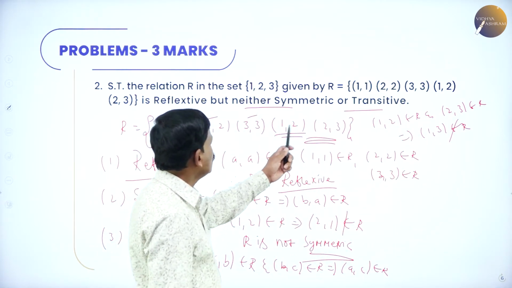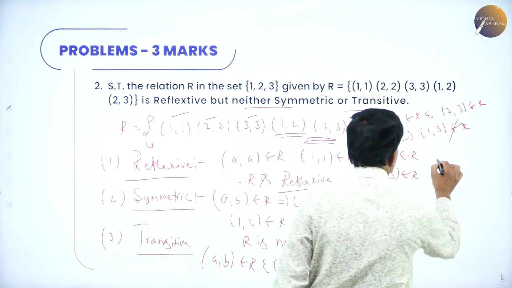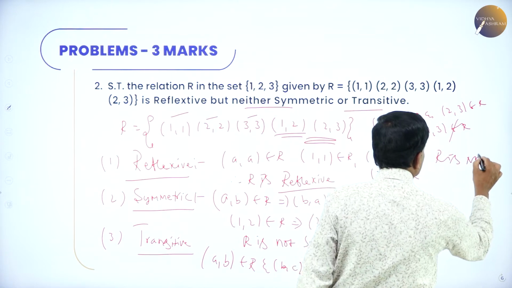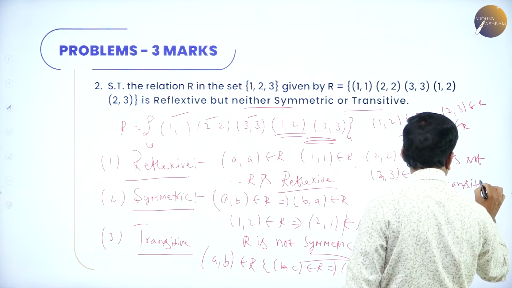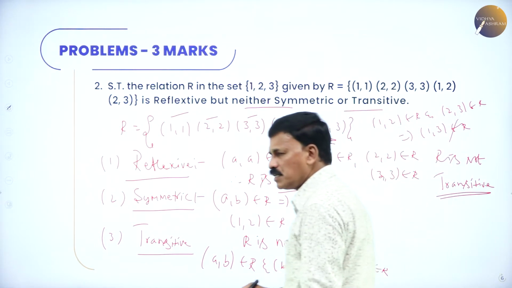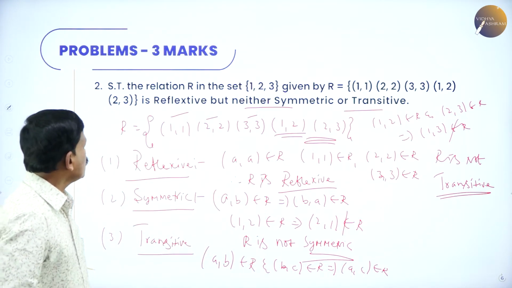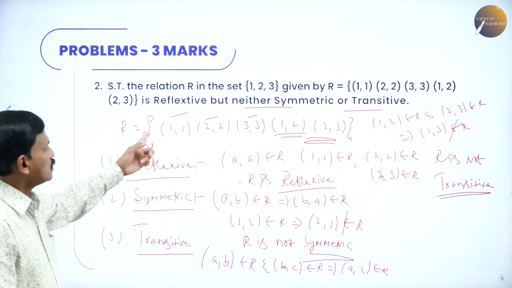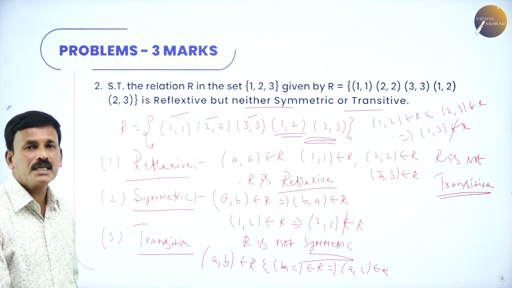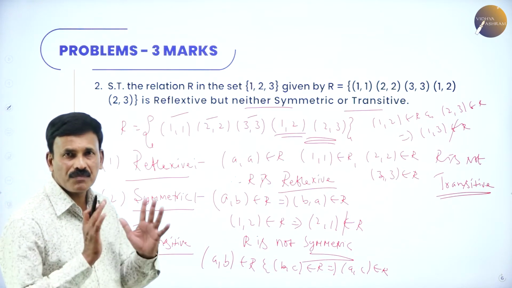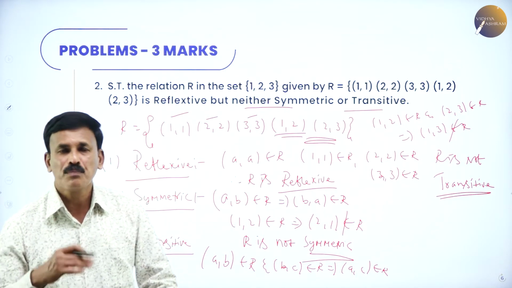(1, 2) is there. (2, 3) is there. (1, 3) is not in the set. Therefore R is not transitive. This is not a transitive relation. So the given relation is only reflexive but not symmetric and transitive. So R is reflexive here but not symmetric and transitive. Okay, hope you are following.